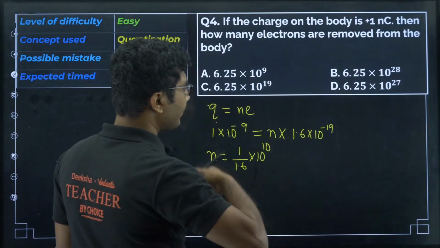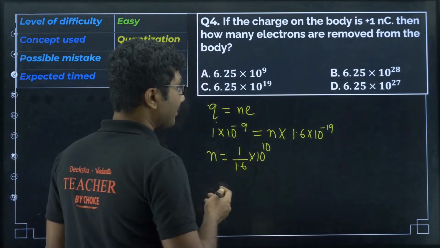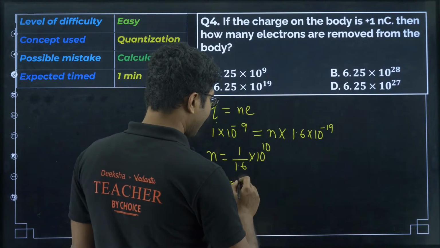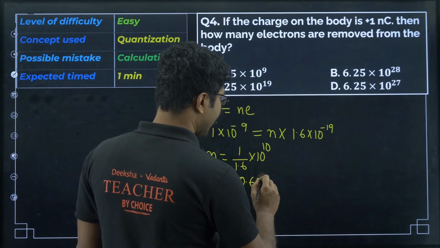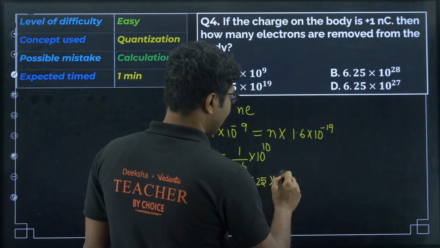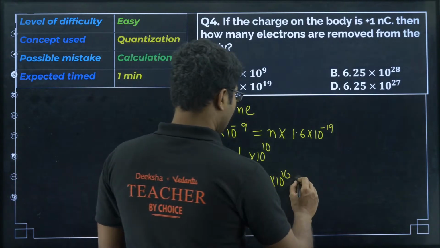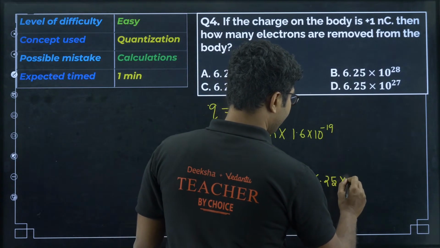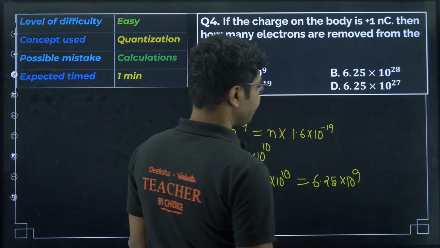This kind of thing you have to practice. You might be thinking how sir is doing it, because I have done the practice. So it will be 0.625 into 10 to the power of 10. Now, if you check the answer, it will be 6.25 into 10 to the power of 9.